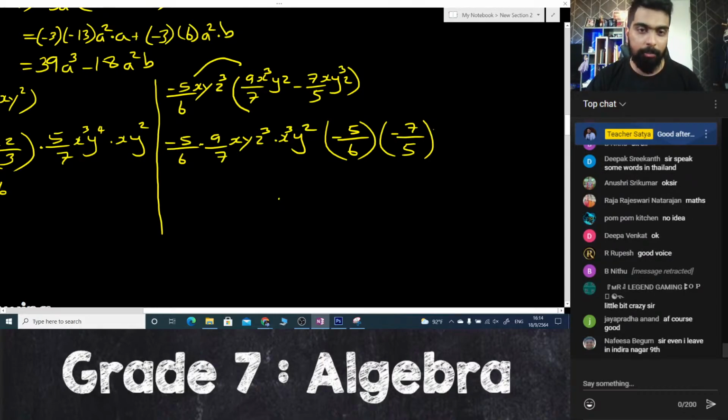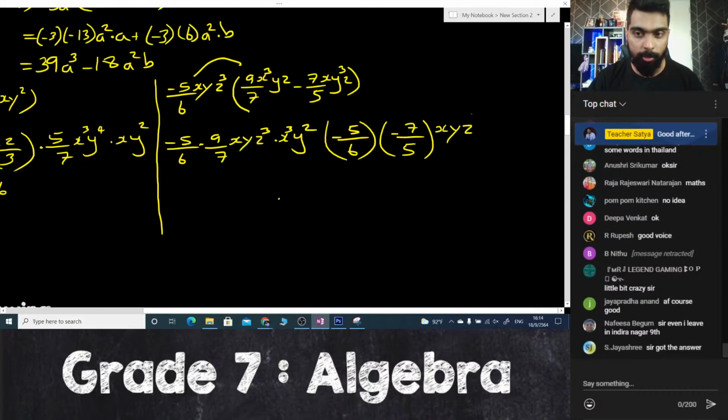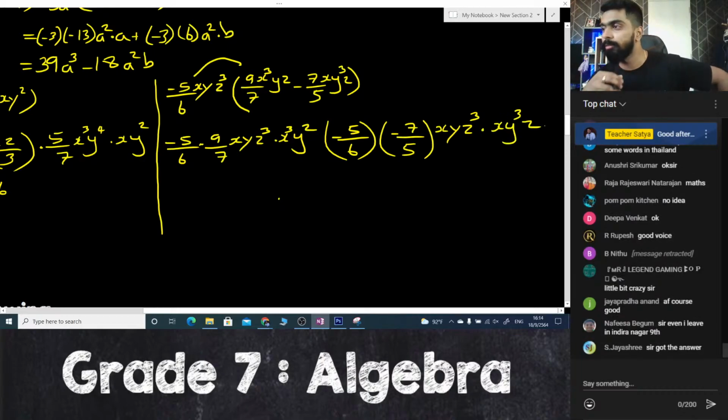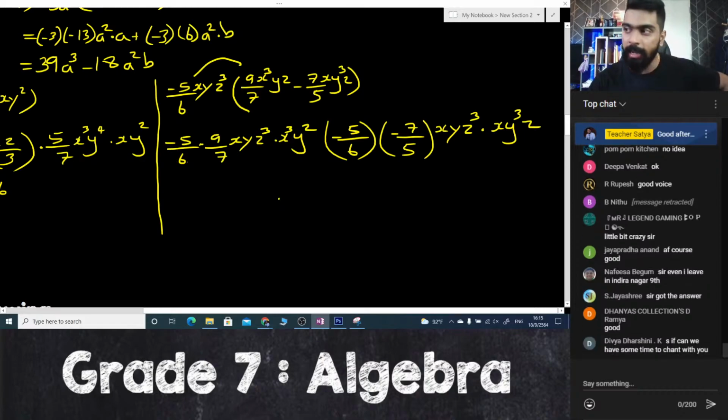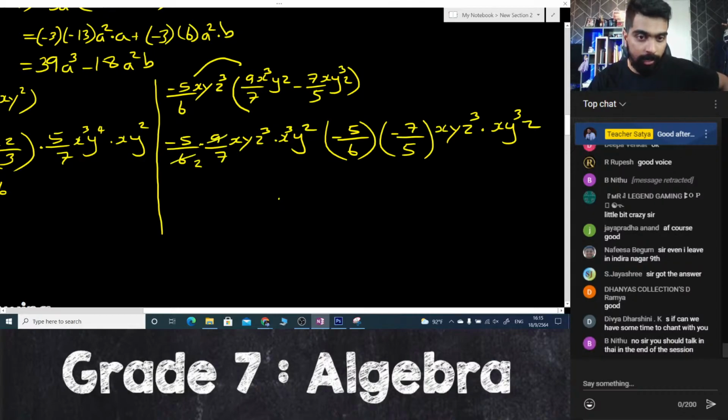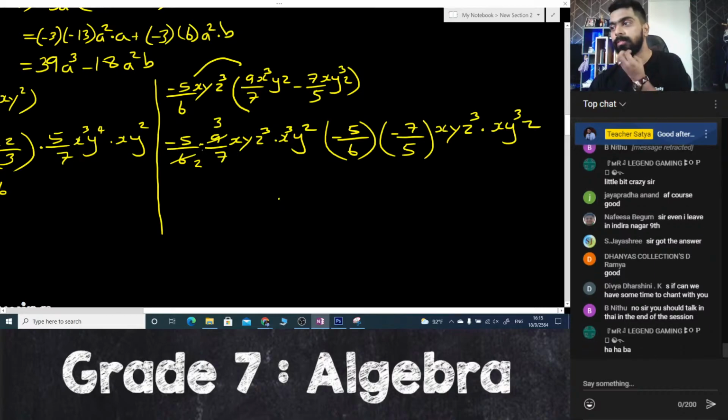Multiply now. Multiply the variables. So x, y, z cube multiplied with x, y cube z. All right, so let us see if anything can simplify, boys and girls. Can anything simplify? 6 and 9 can simplify, right? So 6 will change to 2 and 9 will change to 3, right guys?